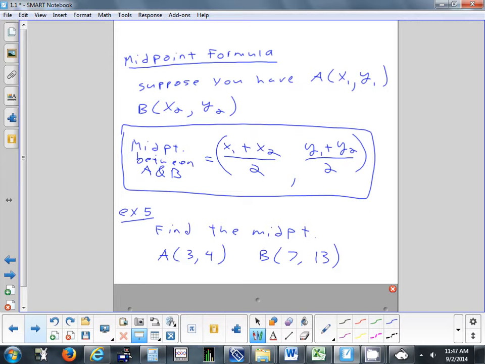There's no square root in this formula, so you don't have to worry about reducing square roots. Okay, the only thing that you might get is a fraction. If you had an odd number, you can write it as a 0.5 if you want. Like if you end up with 3 divided by 2, you could write 1.5. Or you could leave your answer as 3 divided by 2. Either way is fine.